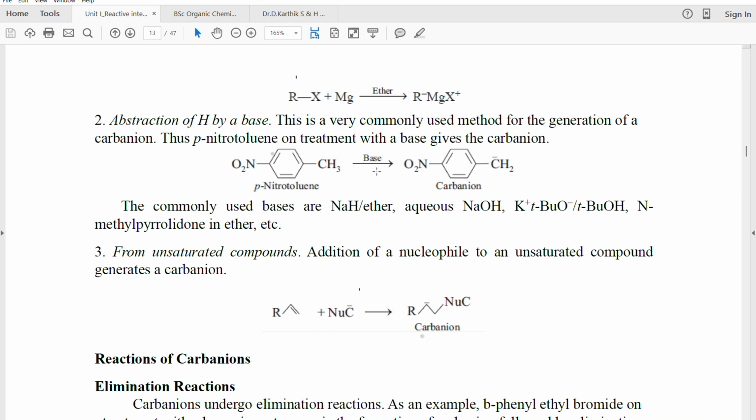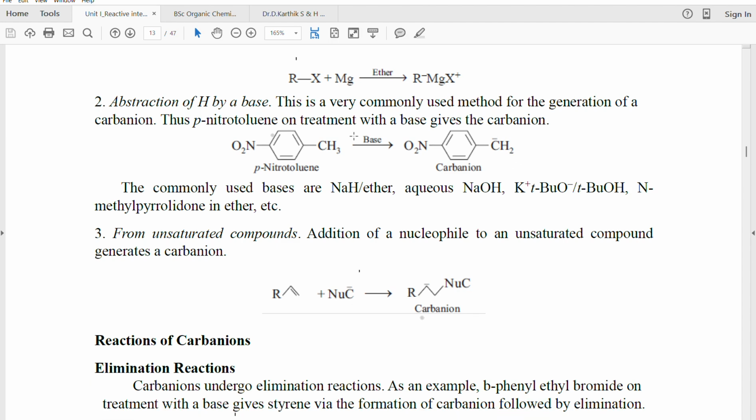So if you take a simple toluene and add base, it won't go that easily. But if you have a nitro group on the phenyl ring, particularly at the para position, it can easily donate a proton to the base. Okay, so it produces the carbanion. So this is one of the methods, by adding base.